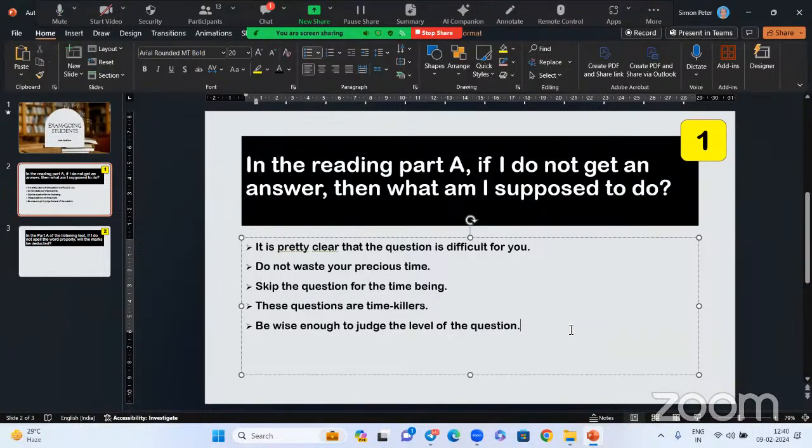So what happens? Mentally, you'll get distressed, disturbed. You'll be worried. You'll be in panic. These questions are time killers and panic accelerators. Panic accelerators means they increase the panic in you. So skip the question for the time being. There is no problem.